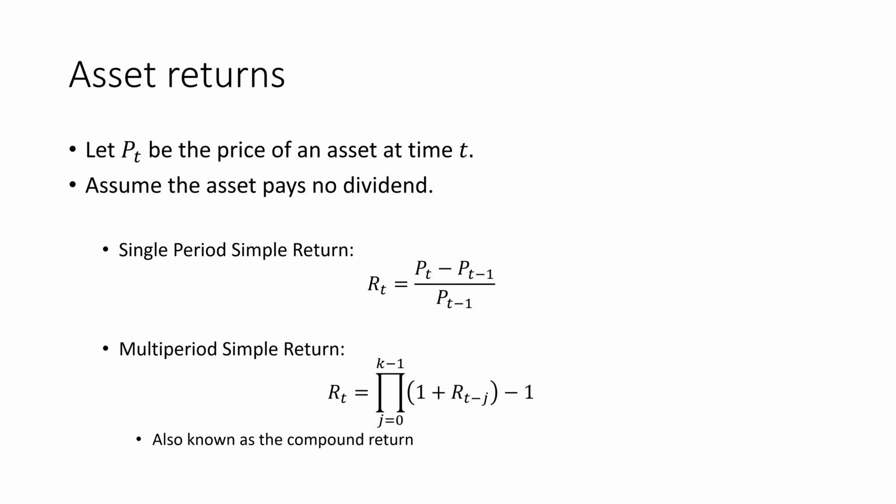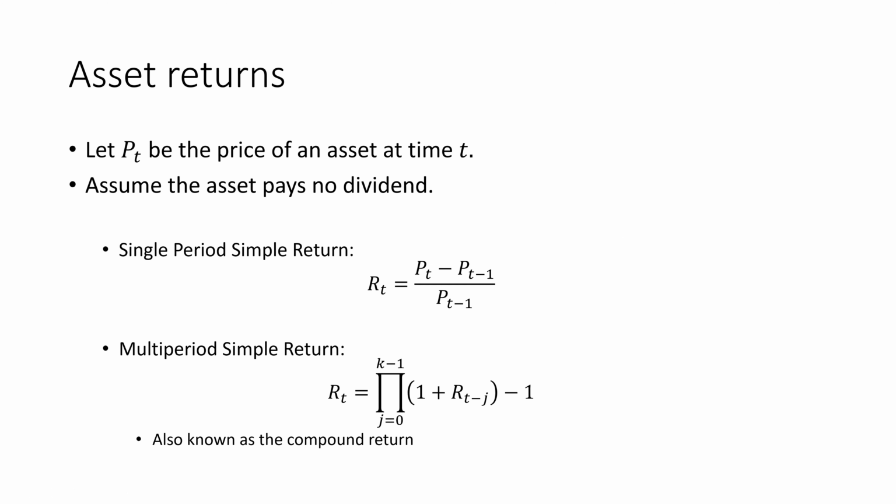This is just how we would remember that, right? We have a single period return, which is what we've done. It's the price today minus the price yesterday, over the price yesterday. Or when we write it with subscripts, you can see here, price at time t minus price at time t minus 1, over price at time t minus 1, where t represents whatever period you're looking at.